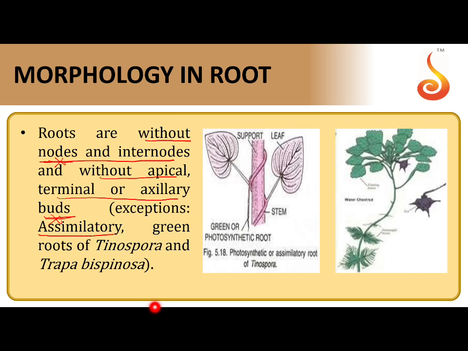Now, assimilatory root, it is also called photosynthetic root, is seen in case of Tinospora and Trapa. So, here is our example of Tinospora. Can you see this here? This is the root. Photosynthetic roots are also called assimilatory roots of Tinospora. This is water chestnut, and look at these roots, completely green in color because they are photosynthetic in nature.